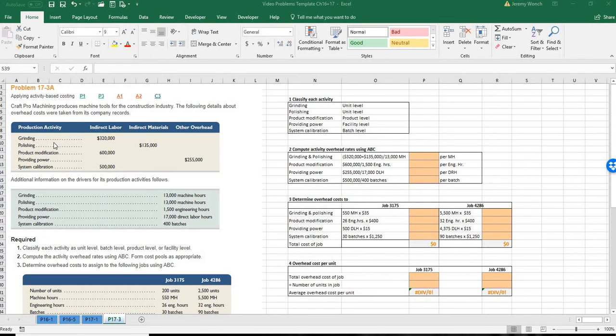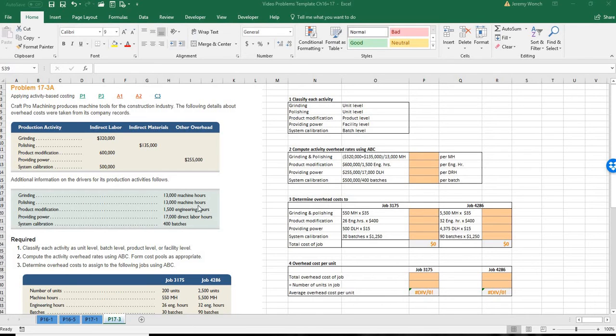They have different activities they've identified: grinding, polishing, product modifications, providing power, and system calibration. Then it tells us what kind of costs are involved. It also tells us what drives each one of these. For grinding, what makes grinding costs go up is the more machine hours, and it tells us how many machine hours we have.